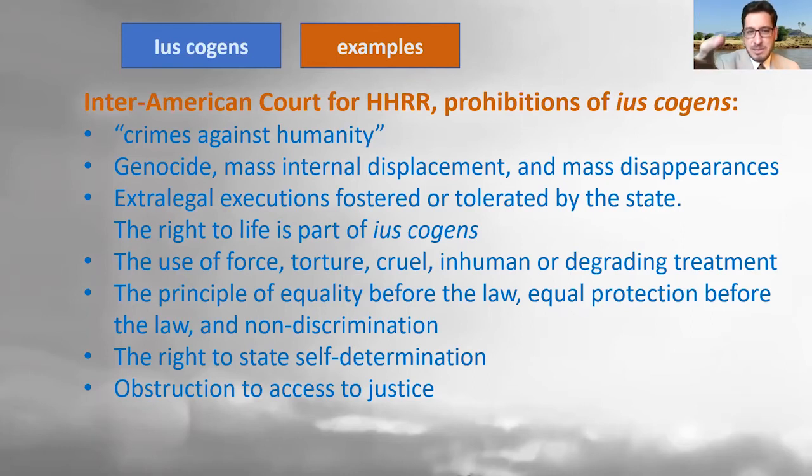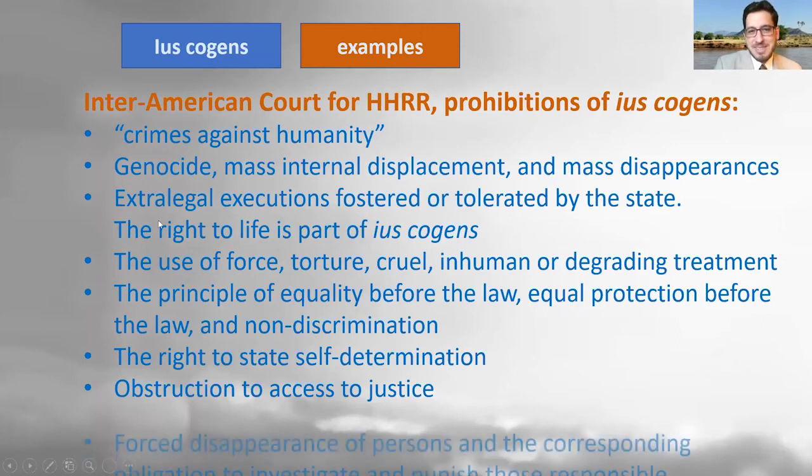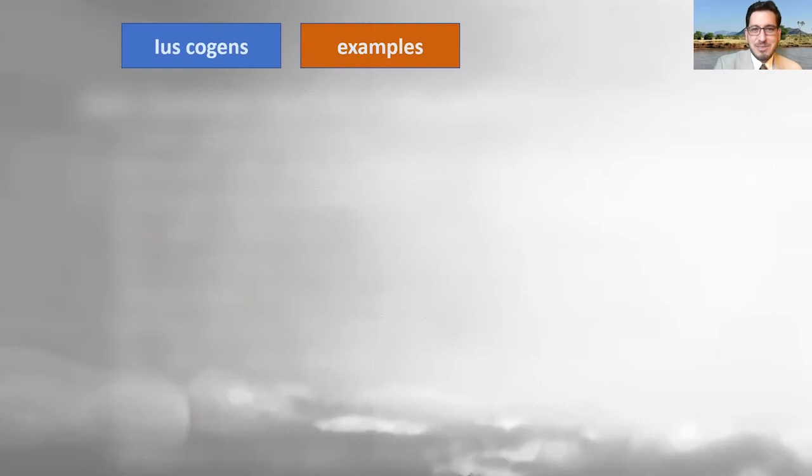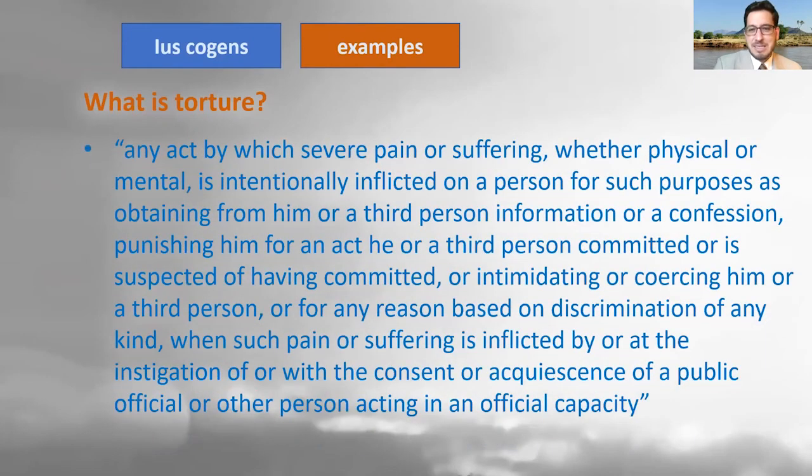And as you can see, so many human rights are part of jus cogens, if not all, or some, but there is the problem. The problem is one case that I used as an example, about torture. What is torture? There is a convention against torture. The convention says this, no?